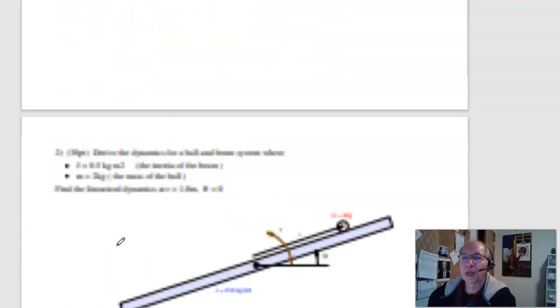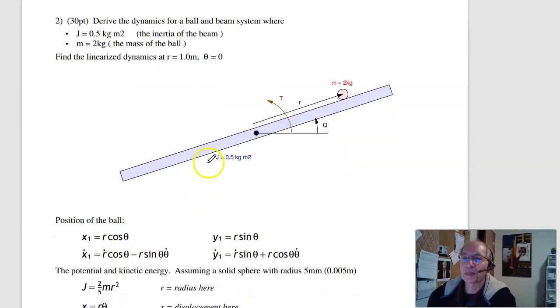Next problem. Look at the ball and beam system. If I have this system, find the dynamics. So here I've got a little torque. This beam spins up and down. Ball rolls back and forth. What are the dynamics? Well, the position of the ball is r cosine theta, r sine theta.